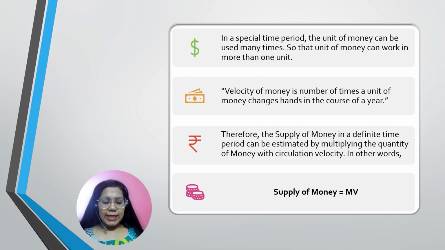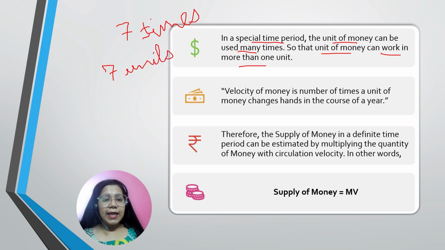In a special time period, a unit of money can be used many times, so that a unit of money can work as more than one unit. Let me give an example. Assume that a unit of money is used on average 7 times in a year in India. So I am using it 7 times. Now it would be said that a single unit of money has worked as how many units? It has worked as 7 units. And that is why I can say that my transaction velocity of money, which I can write as V, is 7.